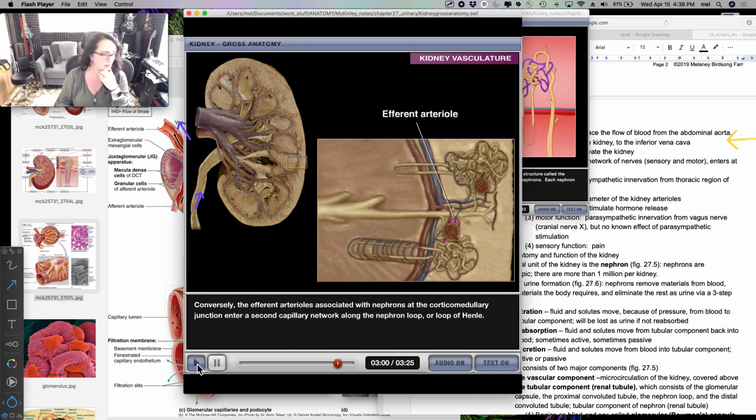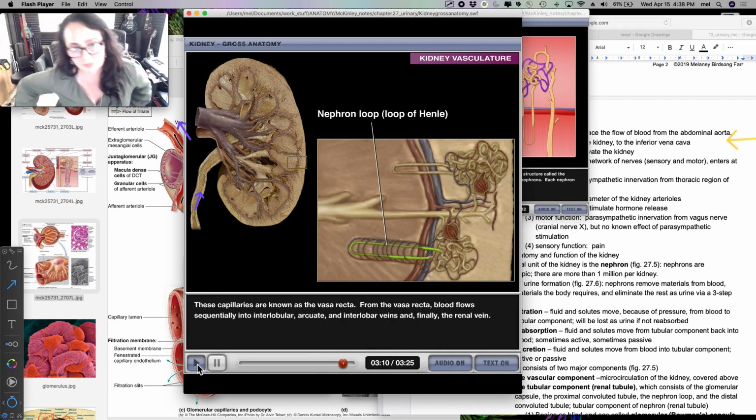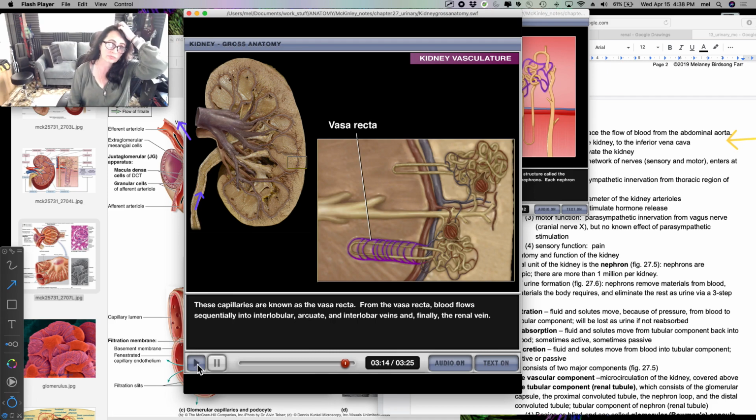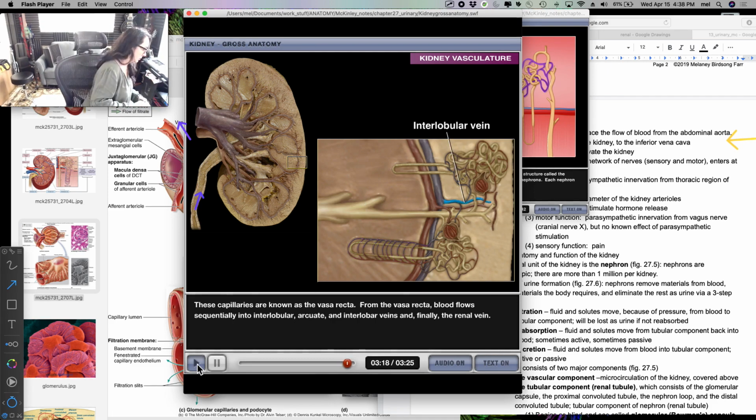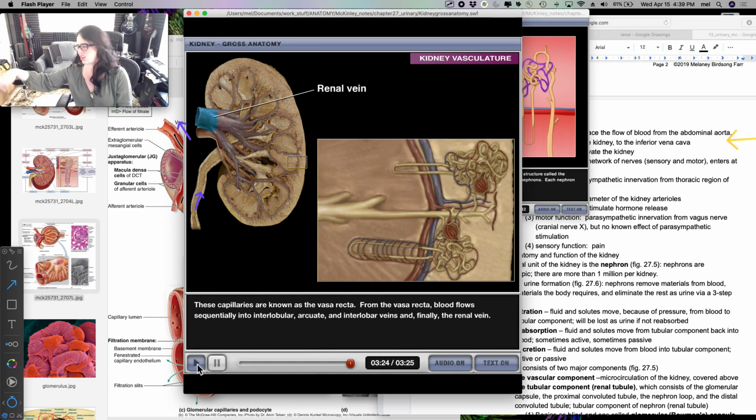Conversely, the efferent arterioles associated with nephrons at the cortical medullary junction enter a second capillary network along the nephron loop, or loop of Henle. These capillaries are known as the vasorecta. From the vasorecta, blood flows sequentially into interlobular, arcuate, and interlobar veins, and finally, the renal vein.